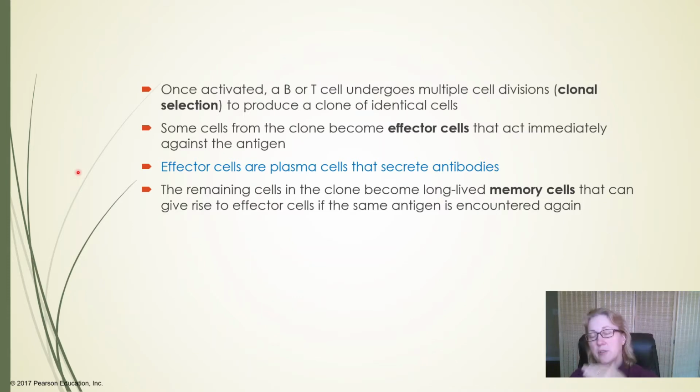So those people who have recovered from COVID, they have memory cells, both B cells and T cells, that are looking for that virus again. And if that virus ends up in their body a second time, antibody production is going to be ramped up extremely rapidly the second time they're exposed to it. And that's what we want.